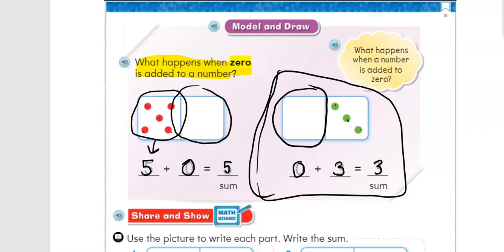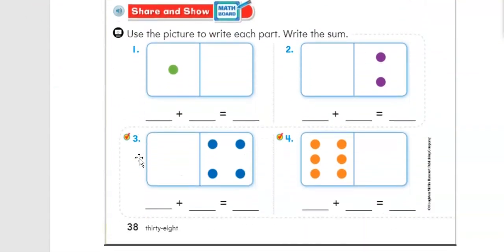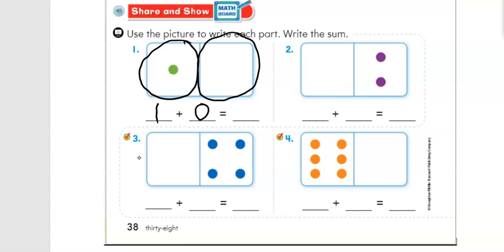All right, we're going to go to the next problem right here. And it says, use the picture to write each part. So we're going to start here, and I'm going to write the number 1 plus, I need to add what's over here, but I don't see anything, so it's 0. 1 plus 0, or nothing, is still 1.